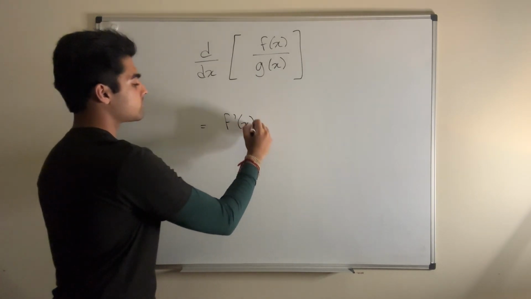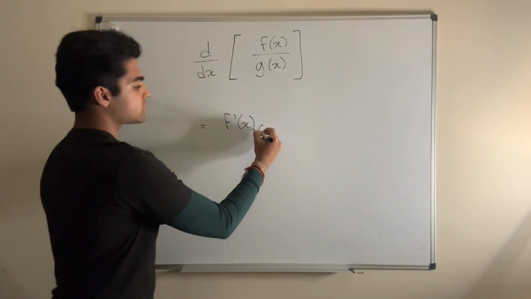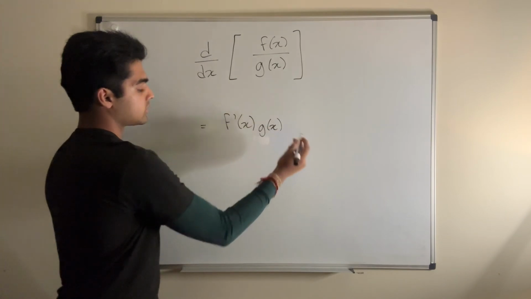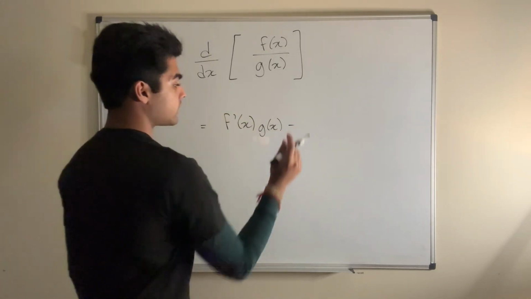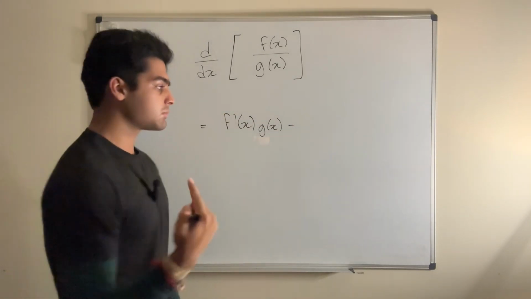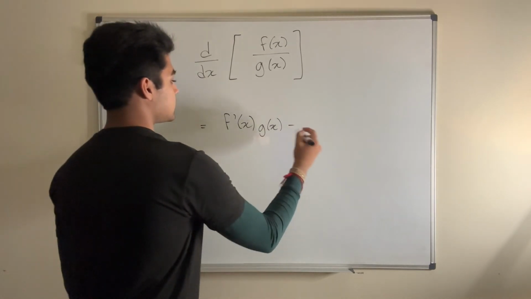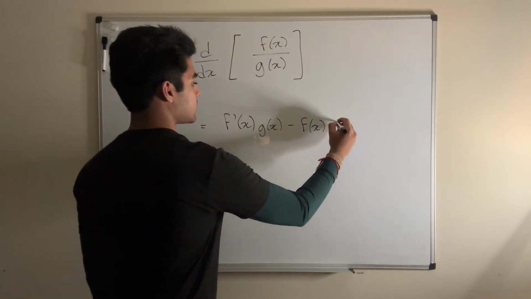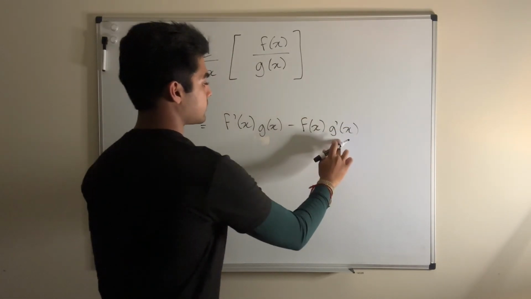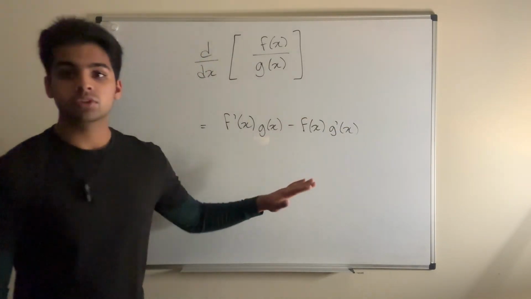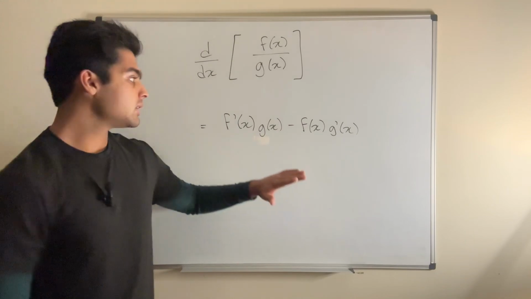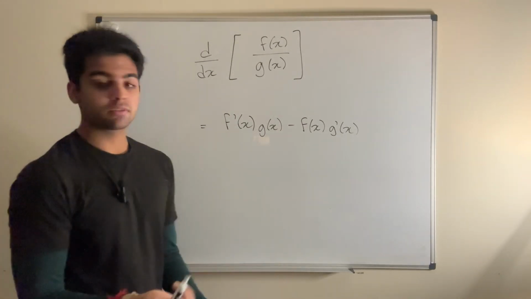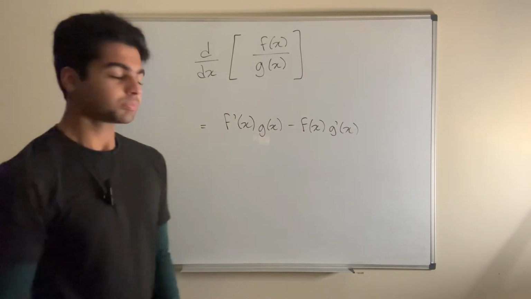very similar to start off, times the second function, minus this time, not plus. Last time was plus, this time it's going to be minus. So minus the first function times the derivative of the second function, right? So far we're the same as the product rule, right? In the product rule, the only thing that was different is that we had a plus right here.